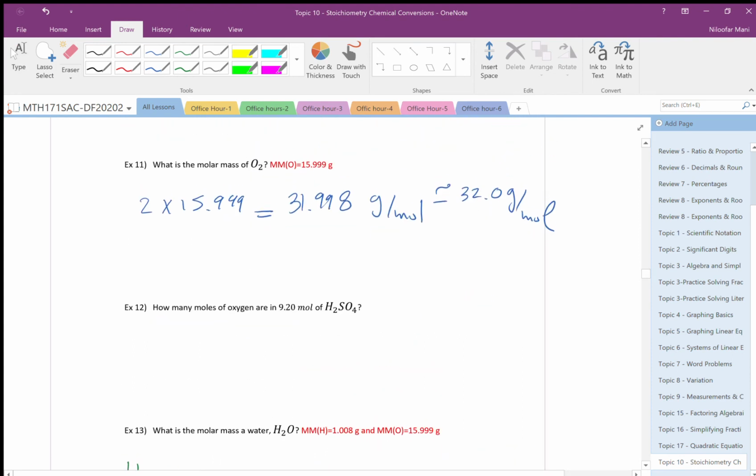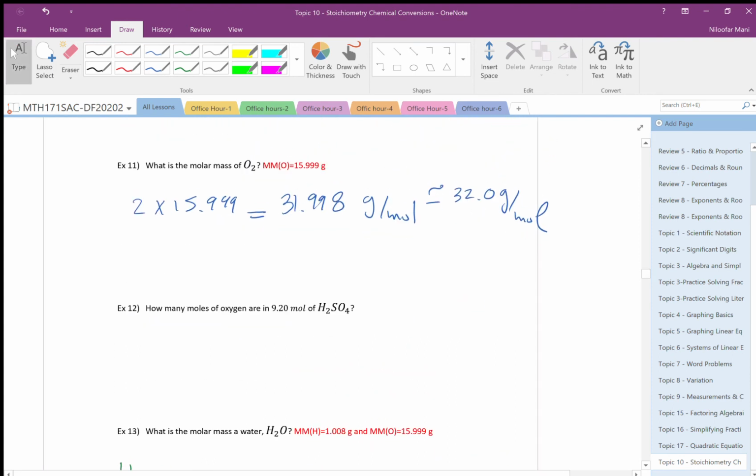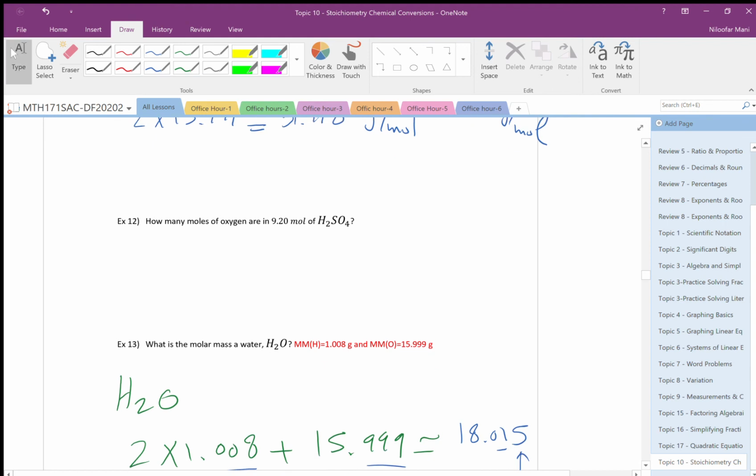Now here, what is the molar mass of O2? I have to add them because I have 2 O. So I multiply 2 with 15.999, which is the molar mass of O, which I use from the periodic table. So I have this number. Here it asks how many moles of oxygen are in this? That's a very good question.